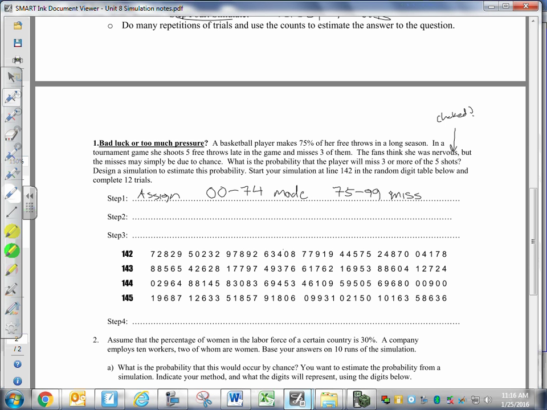Step 2, we're going to see how many numbers we're going to do. How many numbers do we need each time? 5, right? We're looking at somebody who's shooting 5 free throws. Step 3, we're going to figure out how many trials. How many trials does this question want us to do? 12.